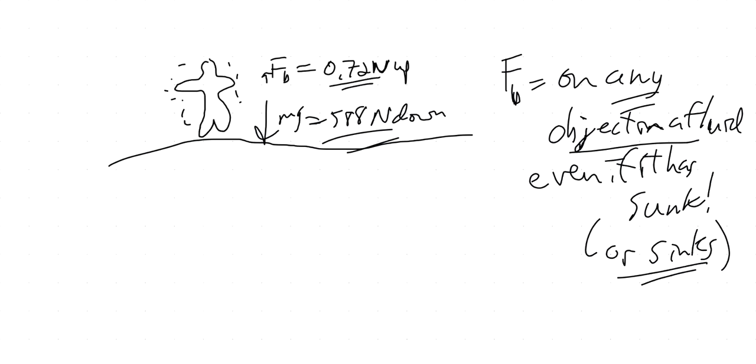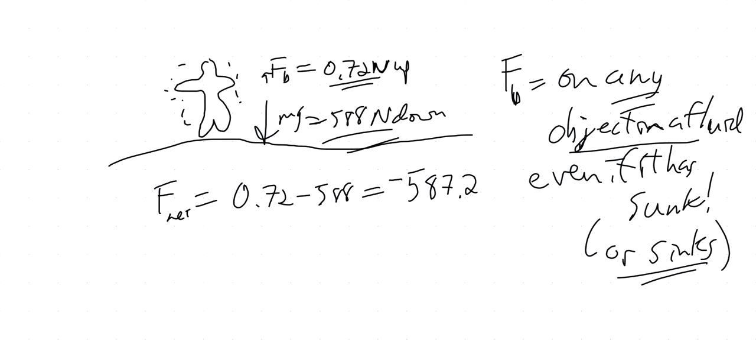So the net force is going to be 0.72 up minus 588 down equals negative, right? I can do that in my head. 587.28 newtons down.